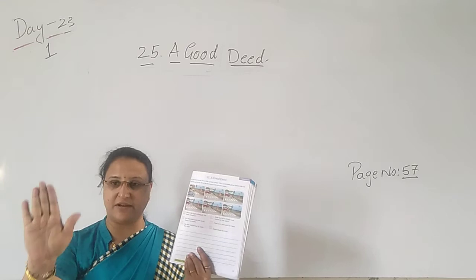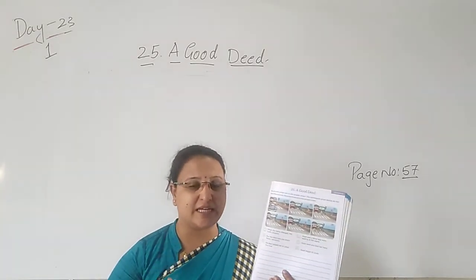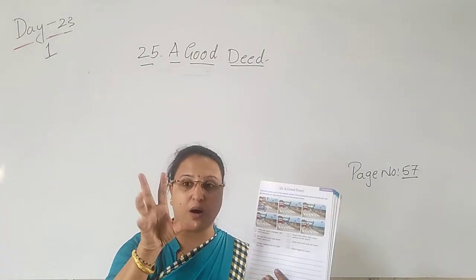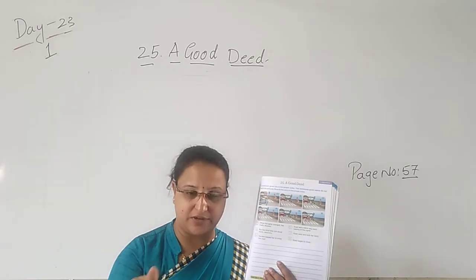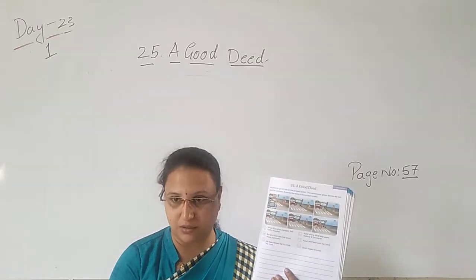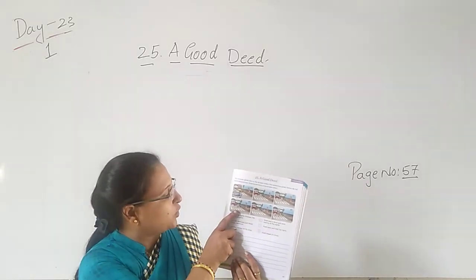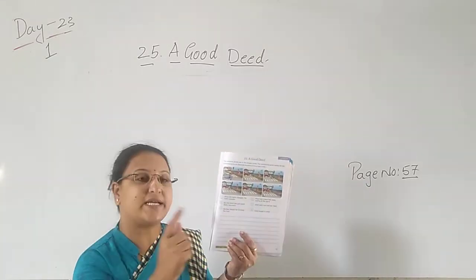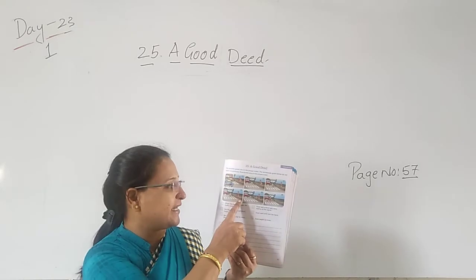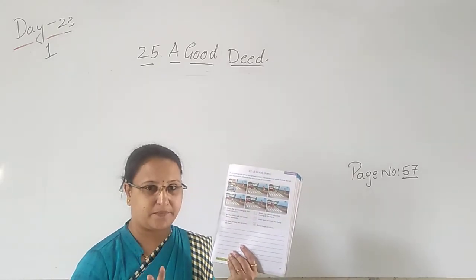When the red is given, we have to stop. And when the green is given, we have to move. When the orange light comes, then we have to cross the road. So here in the fourth picture you can see the boy is crossing the road, but the lady is standing there only. Yes or no?